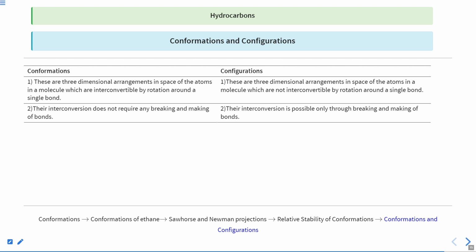Now, to change from one configuration to another, you have to break a bond, because it is not possible to convert two configurations just by rotation. Their interconversion is possible only through breaking and making bonds. Clear?